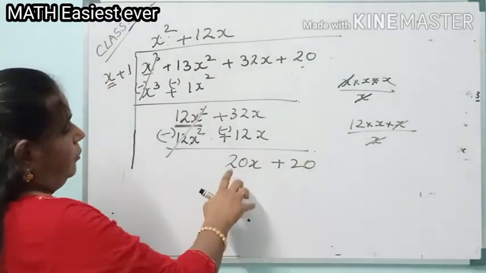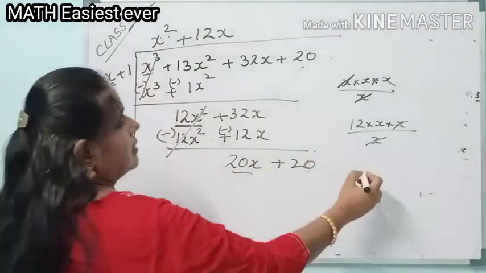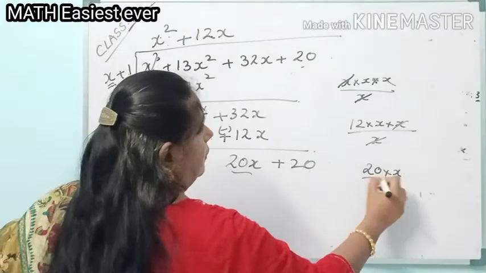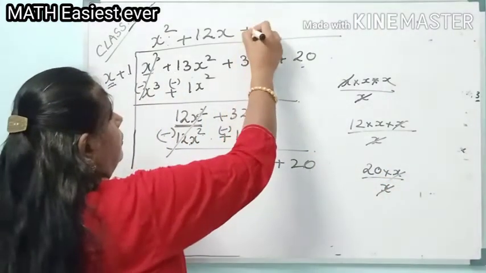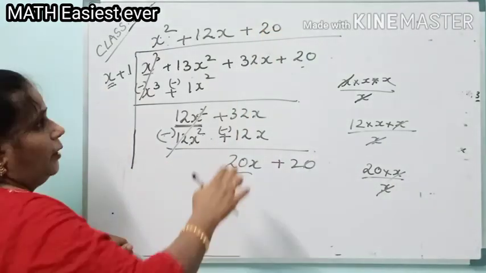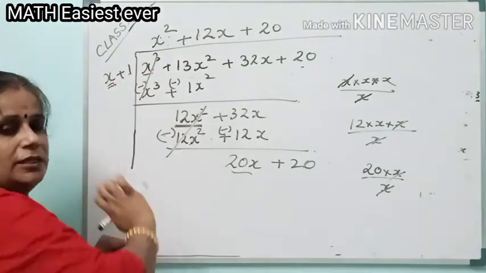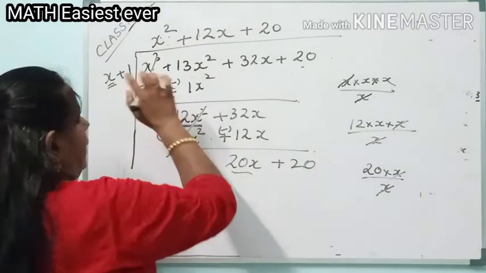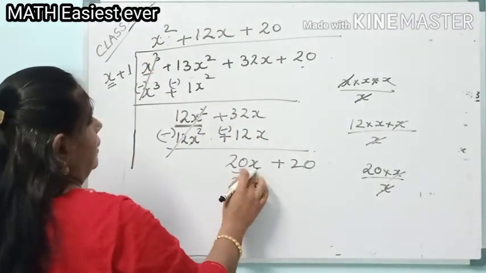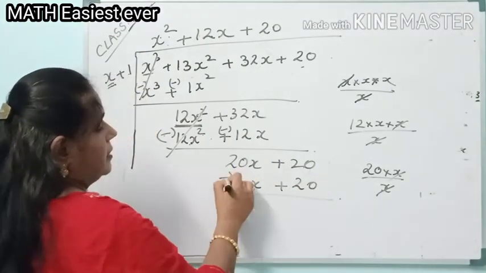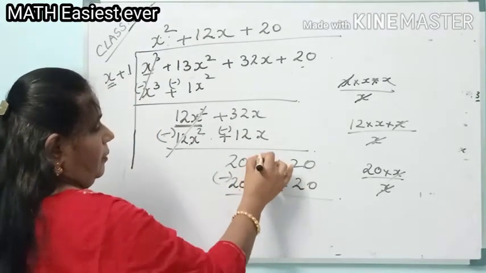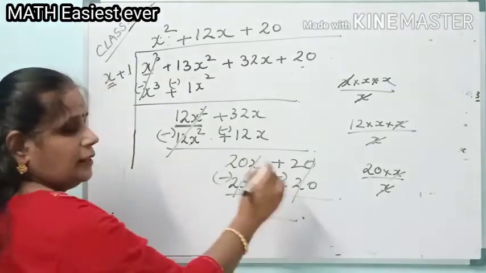Okay. Now 20x divided by x. What is 20 into x divided by x? X gets cancelled. You have 20. So put down this plus 20 here. Now take this 20 and multiply with these two terms. 20 into x is 20x and 20 into 1 is 20. Now subtract. Change the sign. Plus 20 minus 20 gets cancelled and you get the 0.